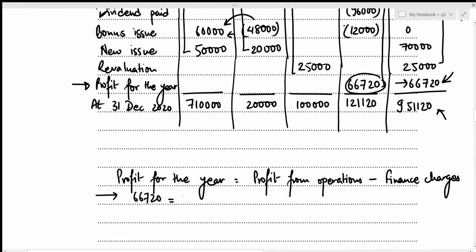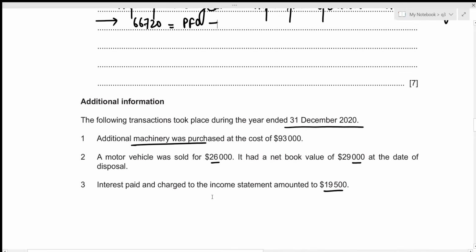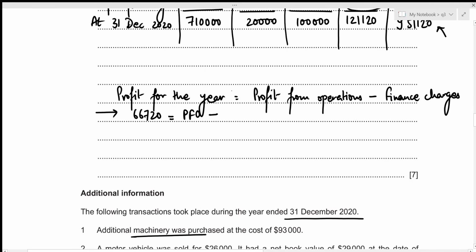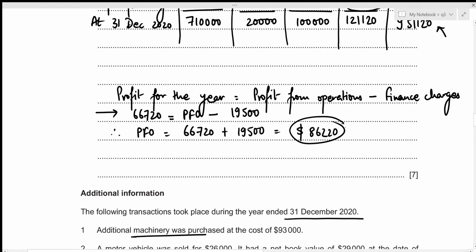We require our profit from operations. And we were given additional information regarding finance charges right here. Remember that finance charges is just the interest charge, right? And we are told that interest paid and charged to the income statement amounted to 19,500. And this will be the finance charges, right? So I'm just going to subtract 19,500. Now our profit from operations is just going to be 66,720 plus 19,500, which results in the value to be 86,220.